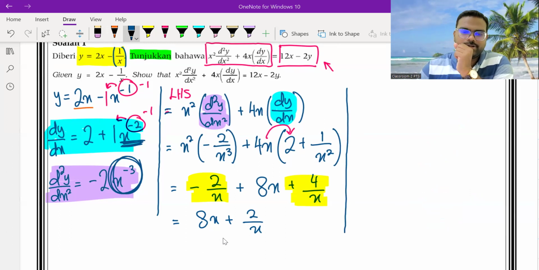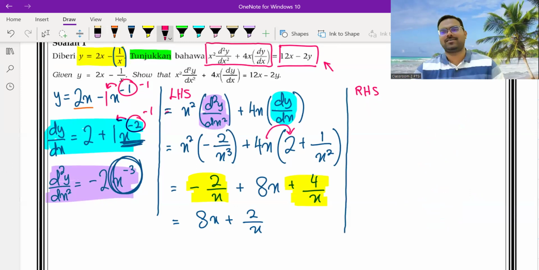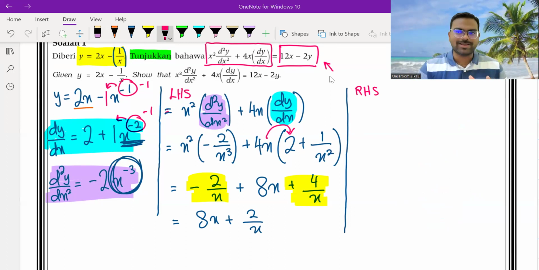This is what I got. But cikgu nak terus sambung sebelah sana memang tak boleh lah. So what I'm gonna do is, I'm gonna do right hand side over here. Dia macam ni. Kita kena buat left, kita buat, kena sampai ke right. But in this case, kita buat, tak sampai ke right.